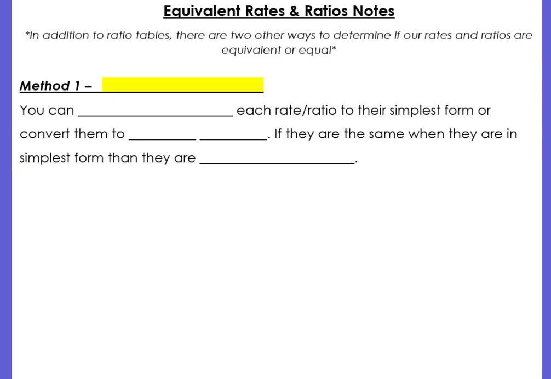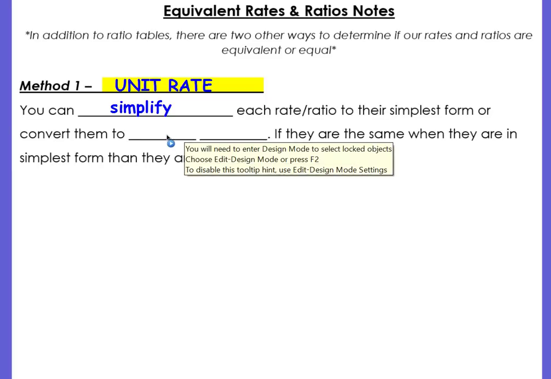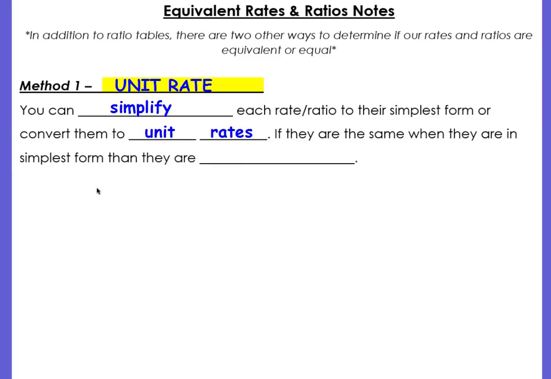Okay, we've already learned that we can use ratio tables to compare different ratios or rates to determine if they are equivalent. Well, there are two other methods that we can also use that might be a little bit easier than drawing out a ratio table. And the first method is to find the unit rate. We can simplify each rate or ratio to their simplest form or convert them to unit rates.